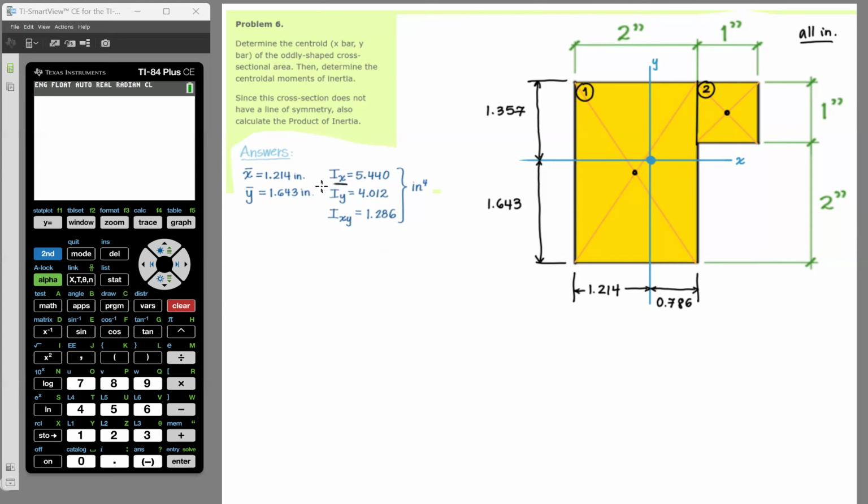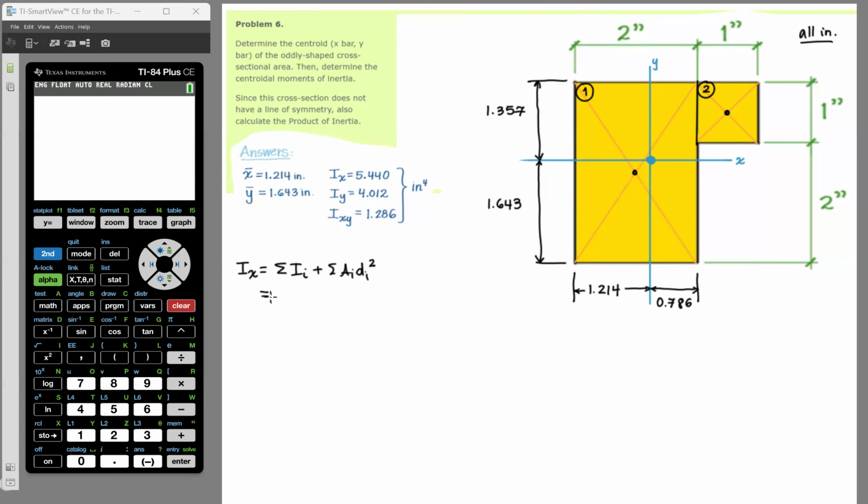I'm trying to decide if I want to do a tabular format or not, because I have to do the product of inertia. I think I'll just do it with straight up equations for this one. Sometimes I do it as a table. All right, moment of inertia about the centroidal x-axis, parallel axis theorem: summation of the I's plus summation of the A D squareds.